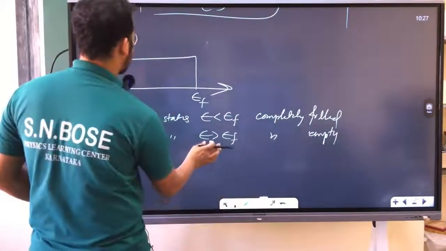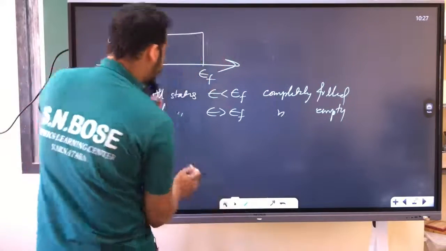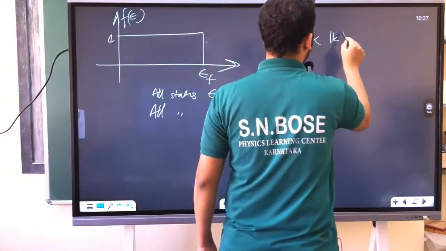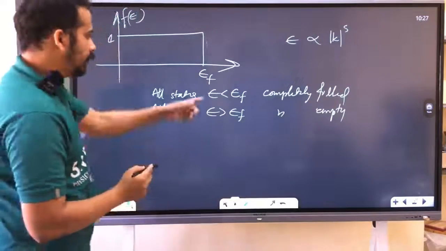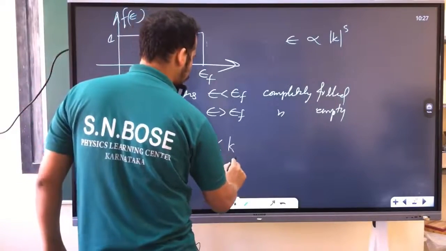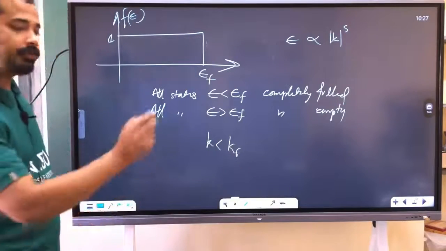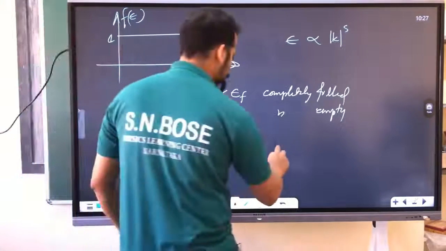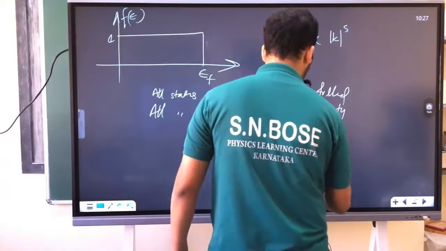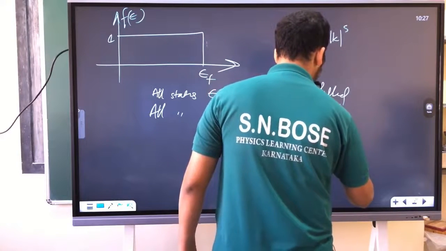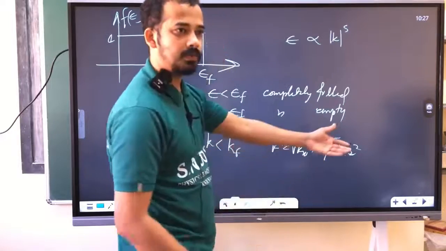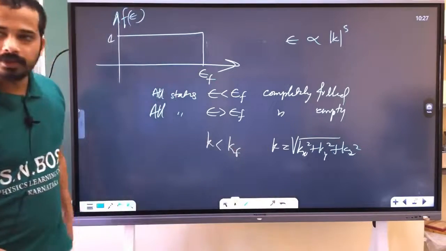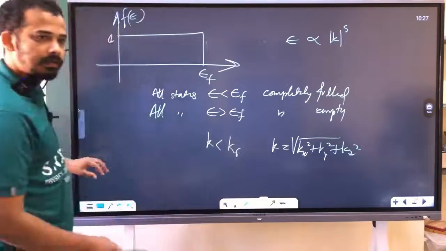So then look at here. The same thing, if you write this expression in terms of K, E is usually in terms of modulus of K power some S, am I right? So E less than EF means K less than KF. That means if you go to K space, K less than KF means what? That is a sphere, am I right? Because in case of 3 dimension, K is root of Kx square plus Ky square plus Kz square. What do you mean by K less than some value? That's a spherical volume region, isn't it? Think in spherical polar coordinates. That's how I just argued.